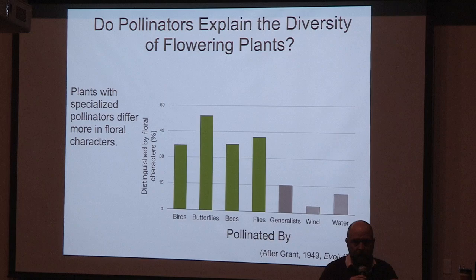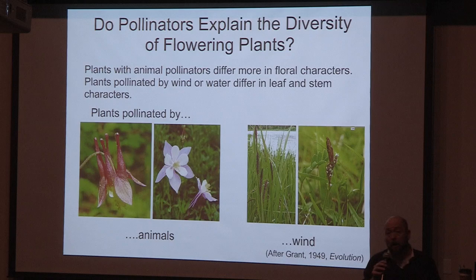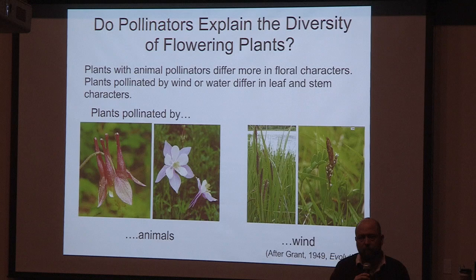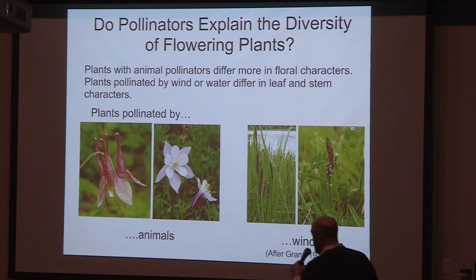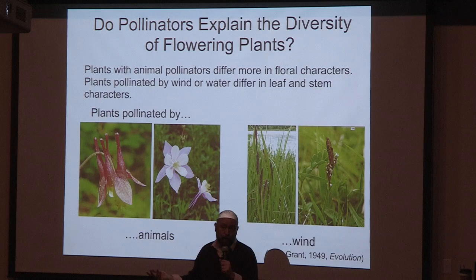So I have a picture. On the left here are two different kinds of columbine. The red one that's hanging upside down is pollinated by hummingbirds. And the purplish one with the white in it is pollinated by hawk moths, the same kind of moth that pollinates Darwin's orchid. If you were to look at these columbines, they look really similar in terms of their leaves and their roots. The big difference is in flowers.